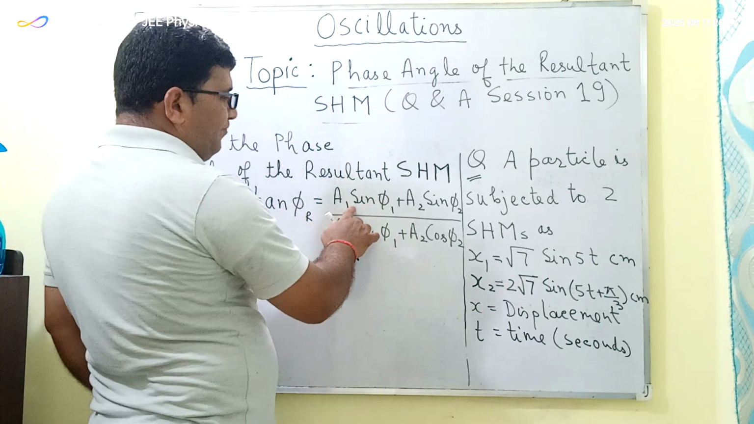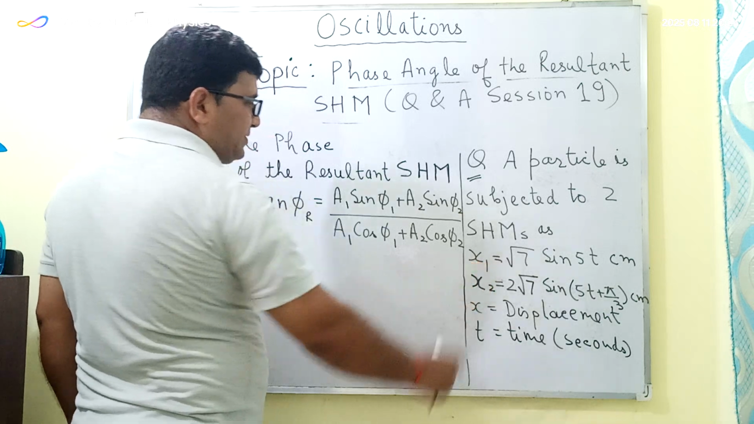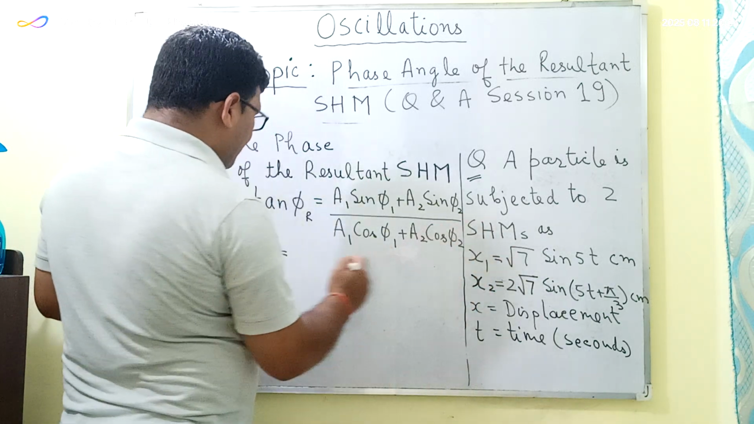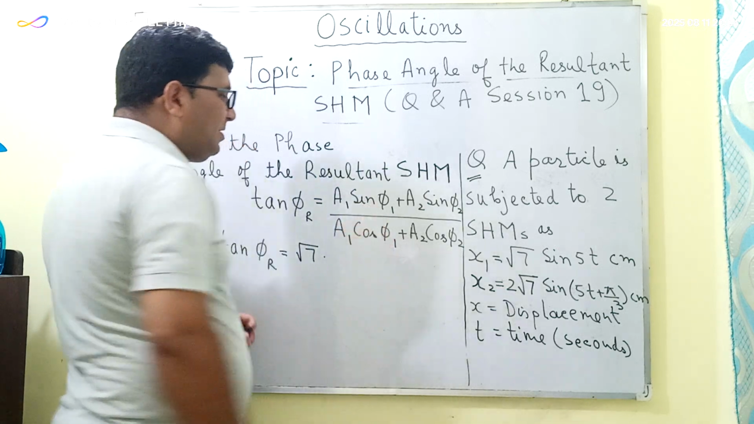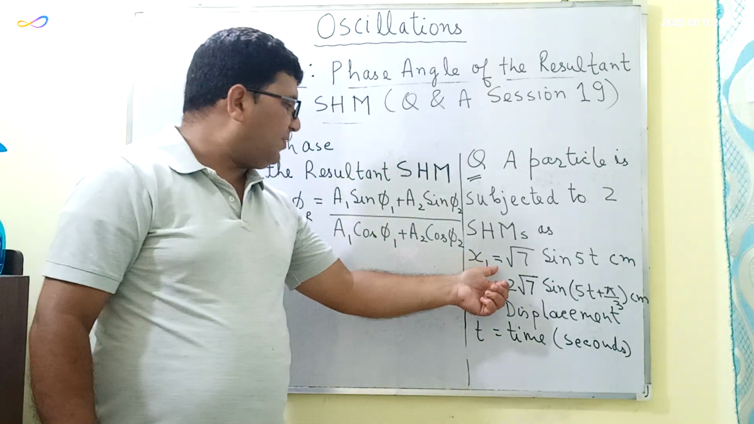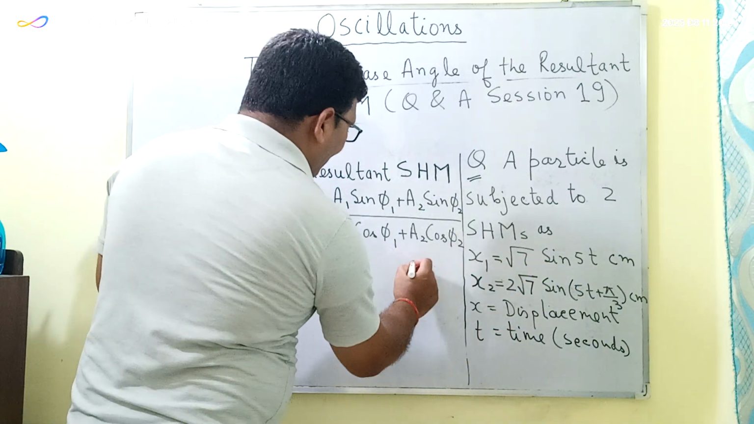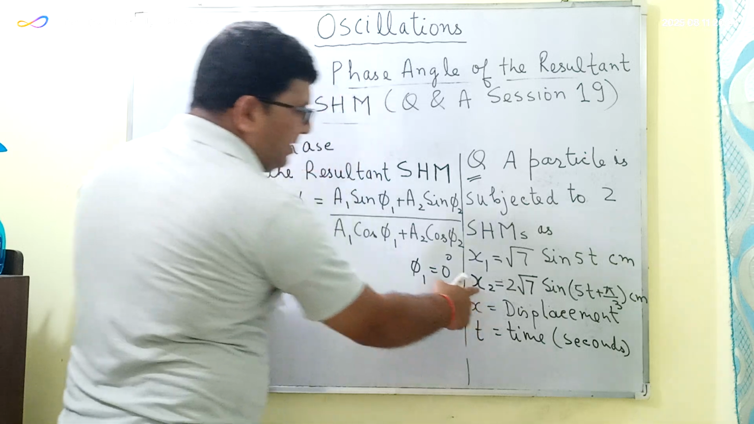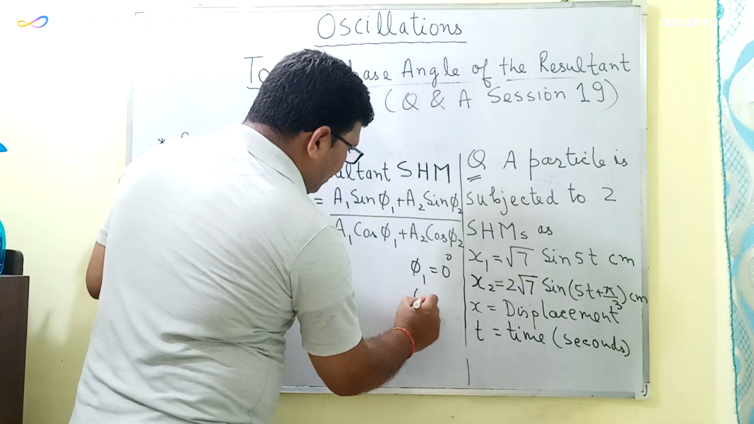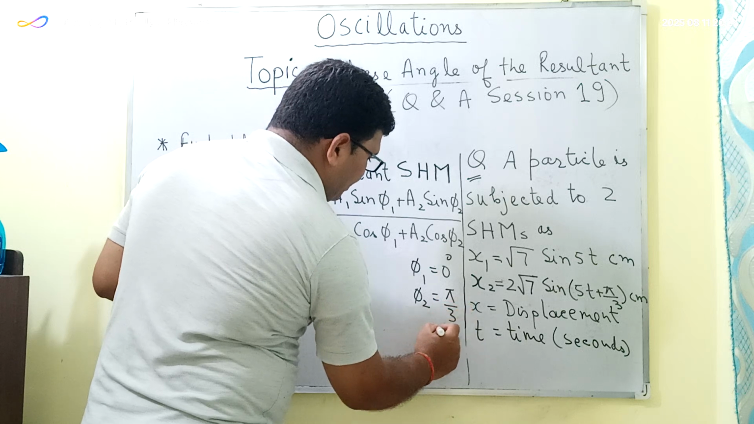So here a1 is the amplitude of the first simple harmonic motion, which is equal to root 7. Now phi 1 is the initial phase of the first simple harmonic motion. So here phi 1 is equal to 0 degree, and in the second simple harmonic motion, phi 2, that is the initial phase, is equal to pi by 3, which is equal to 60 degree.